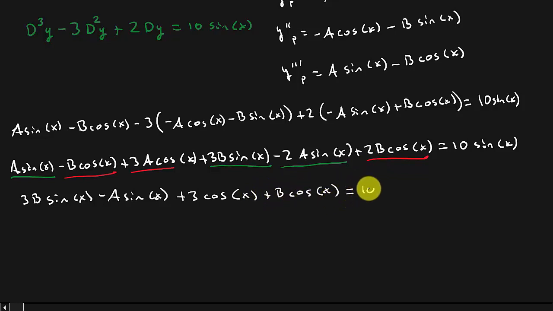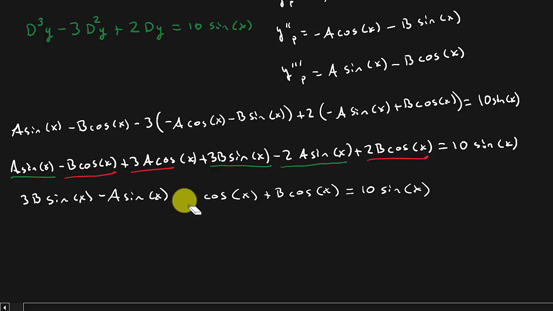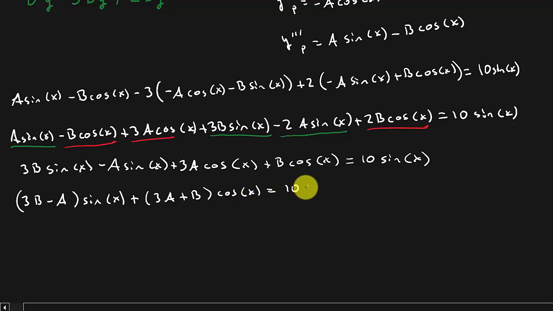I'm going to go back and check myself, so if I wrote something down wrong, I'll fix it. All right, the thing I forgot is that should be 3a right there, so plus 3a cosine x. To make this a little easier, let's write this as 3b minus a times sine x. We'll factor out a sine. And then this one, that's going to be plus 3a plus b cosine x equals 10 sine x.